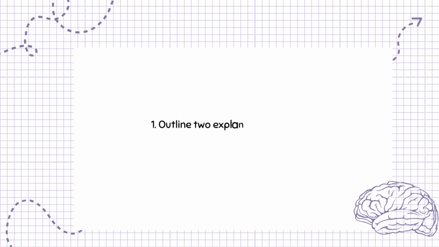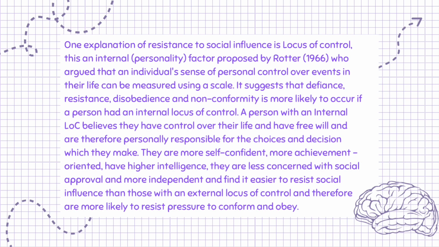Question 1. Outline 2 explanations of resistance to social influence. 4 marks. 1 explanation of resistance to social influence is locus of control, an internal, personality factor proposed by Rotter, 1966, who argued that an individual's sense of personal control over events in their life can be measured using a scale.